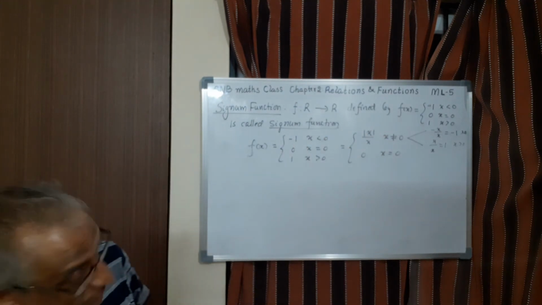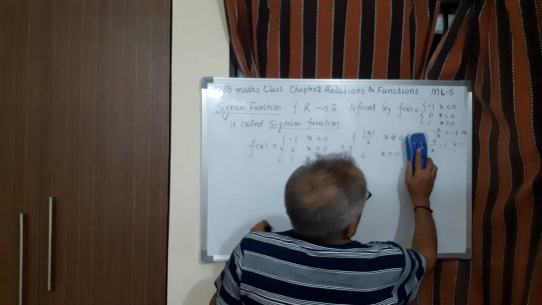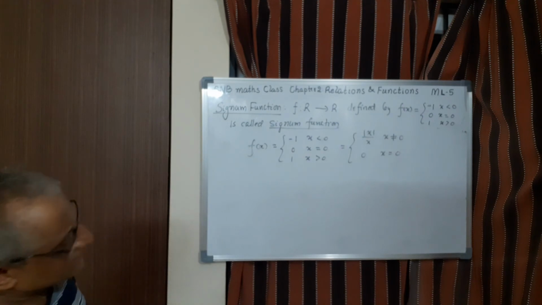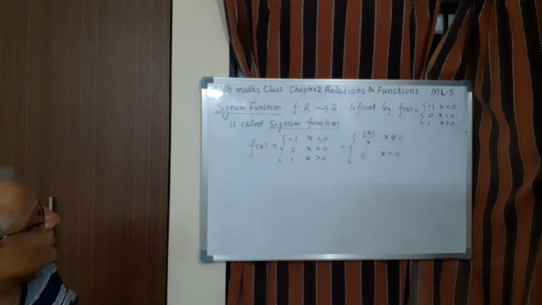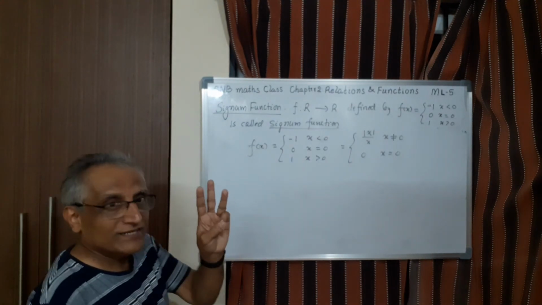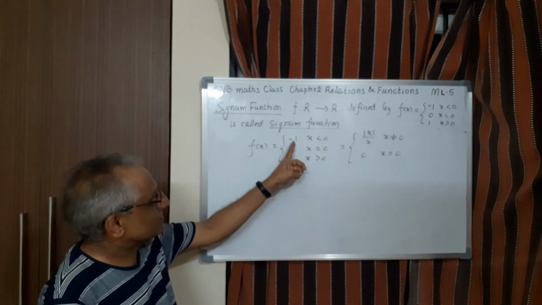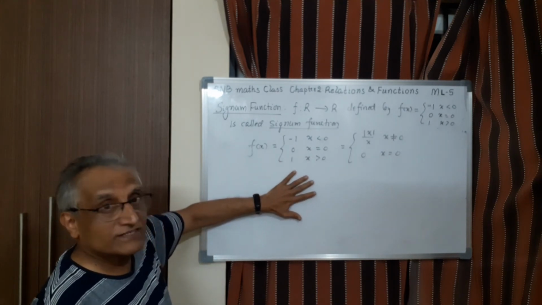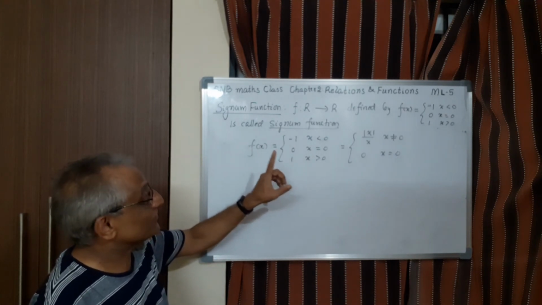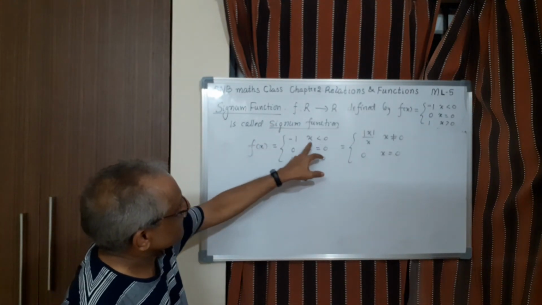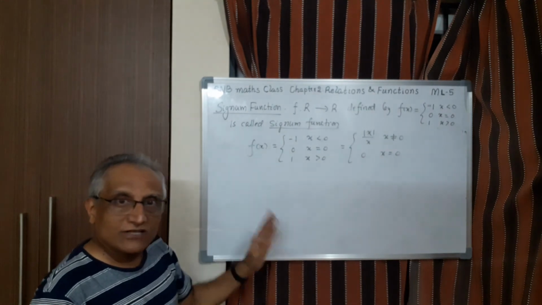Now let us draw the graph and see how it looks. From the definition only, you can say what is the codomain or range of this function. See, the function takes only three values. One is minus 1, another one is 0, another one is 1. Therefore, the range of this function is minus 1, 0 and 1. Only three values. Domain, of course, you can take x negative, x equal to 0 also you can take.